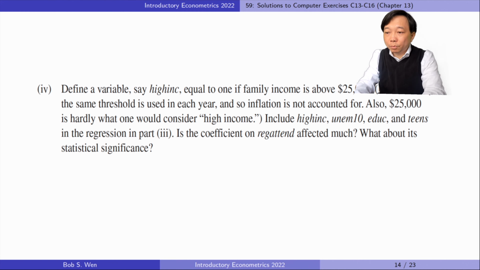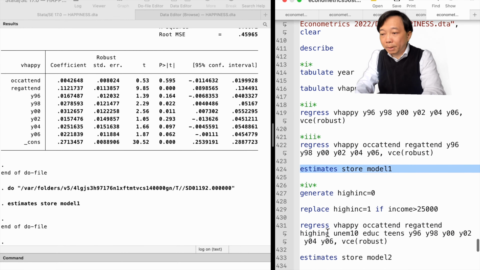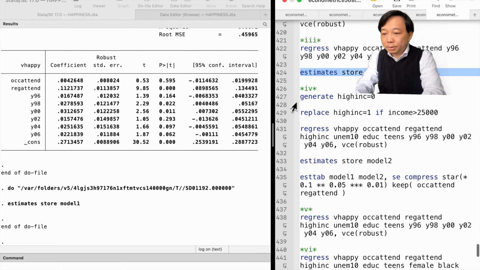In part 4, we define a variable, high income, equal to 1 if the family income is above $25,000. Include high income, unemployment, education, and teens in the regression in part 3. Is the coefficient on regular attendance affected much? What about its statistical significance?